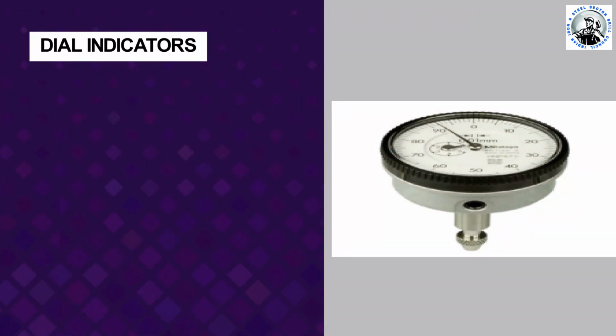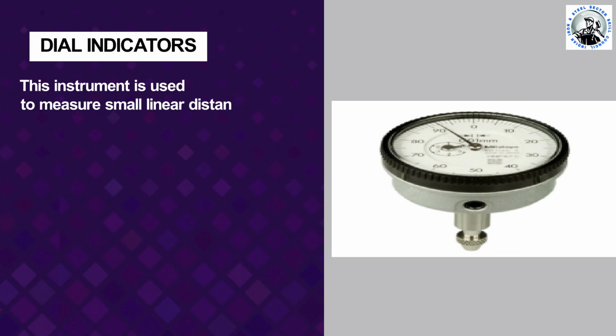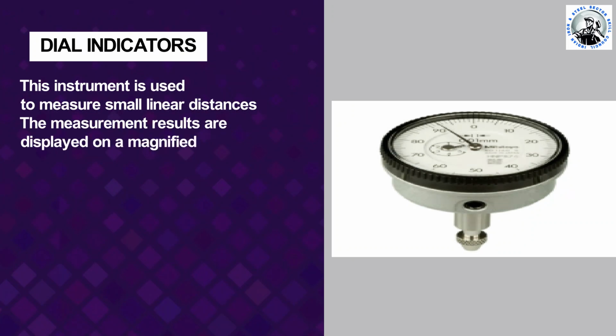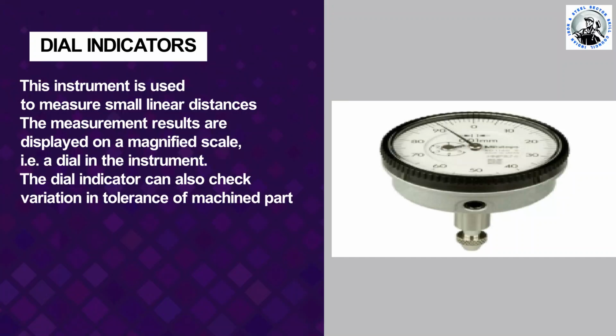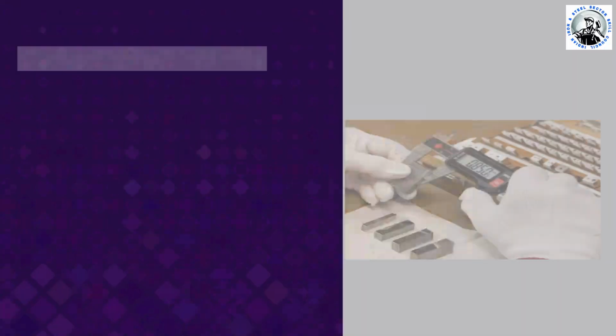Dial indicator. This instrument is used to measure small linear distances. The measurement results are displayed on a magnified scale, that is a dial in the instrument. The dial indicator can also check variations in tolerances of machined part. Its typical measurement range is 0.25 mm to 300 mm.